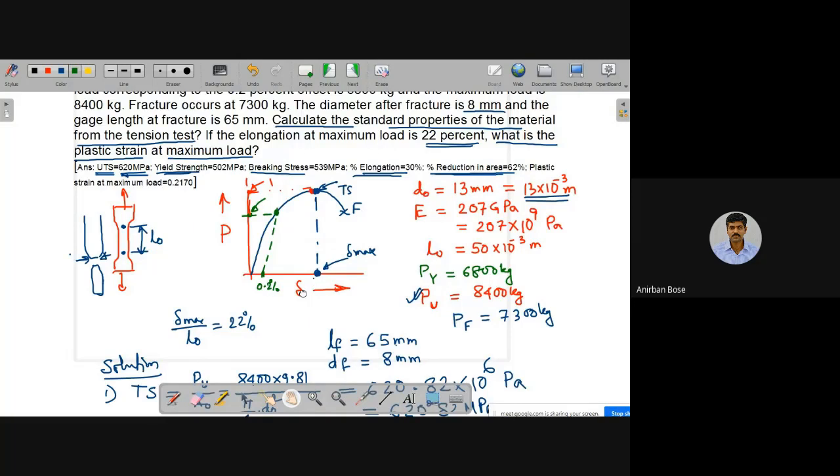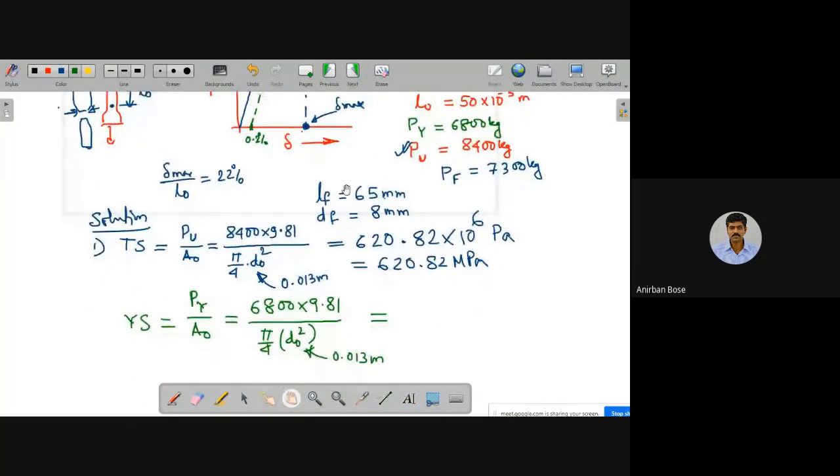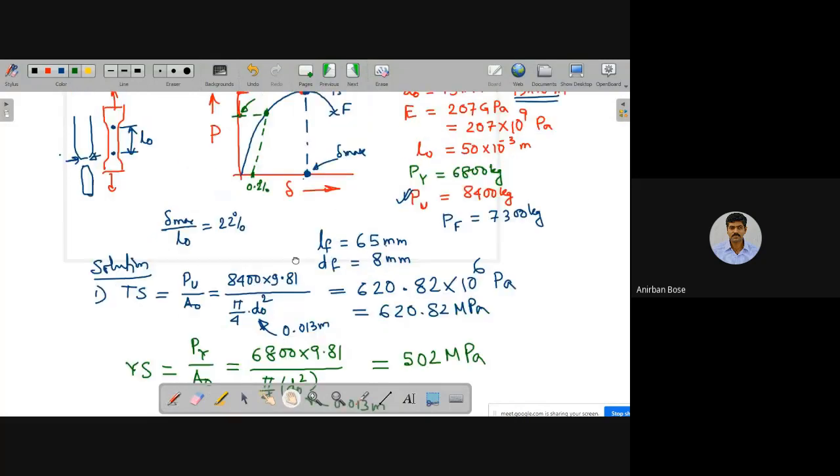If you do the calculation, definitely it will satisfy the answer. So what is the answer? It will come close to 502 megapascal. If you just do the calculation, it should be in that order. So it will be around 502 megapascal. You please check.